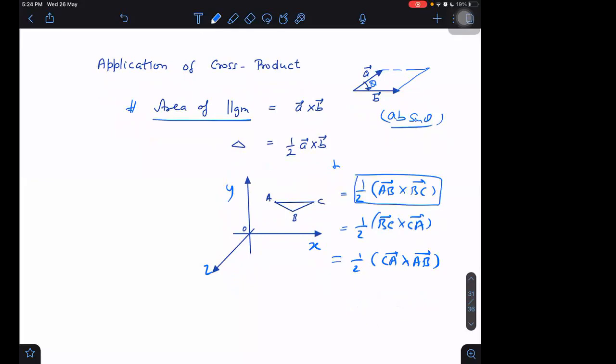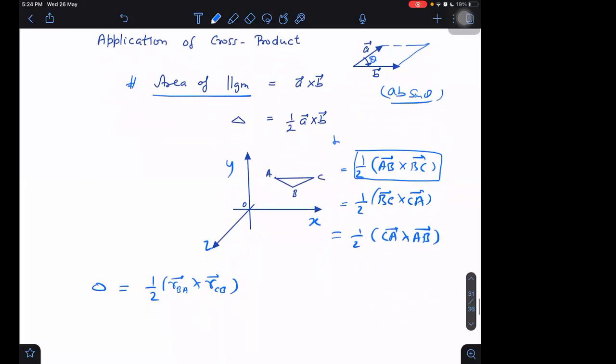If I am choosing first formula, then it also becomes half of RBA cross RCB. That is also this area, right? And what is RBA? RBA will become RB minus RA cross RC minus RB, position vector of C minus half of that. This is how we can find out.